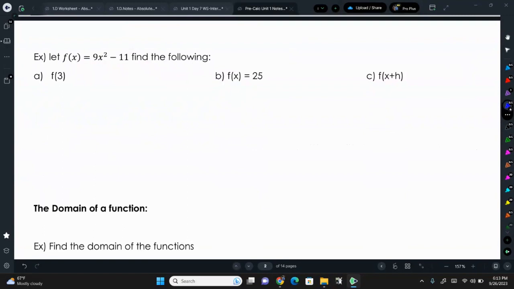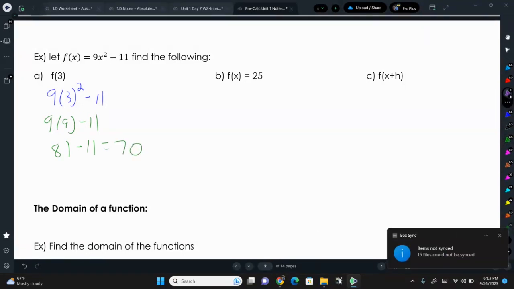So for example, let f of x equal 9x squared minus 11. f of 3 means we're going to plug in 3 for x. Order of operations says do exponents first, so 3 squared is 9. So we have 9 times 9 minus 11. 9 times 9 is 81, minus 11 is 70.